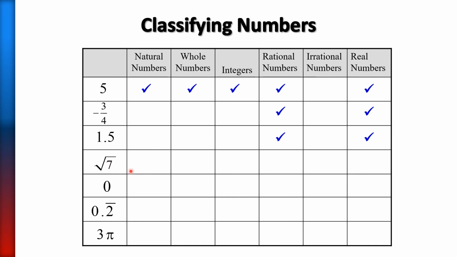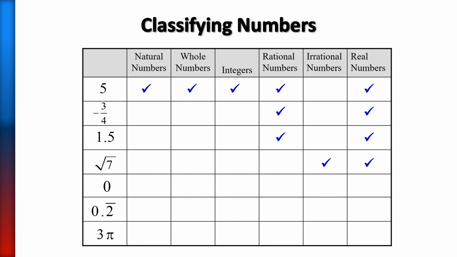The square root of 7, is that a natural number? No. Is it a whole number? No. Is it an integer? No. Can we write that as a fraction? Well, no. It's not like a whole number. It is irrational because it's not a perfect square. And yes, it is a real number.